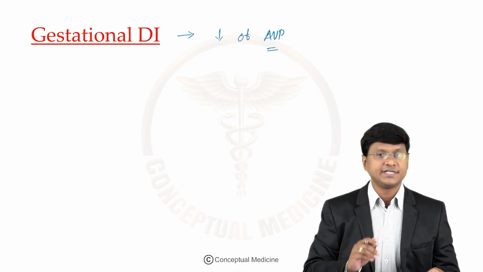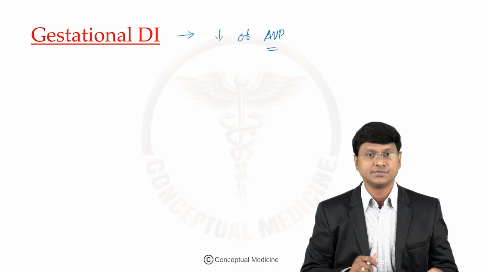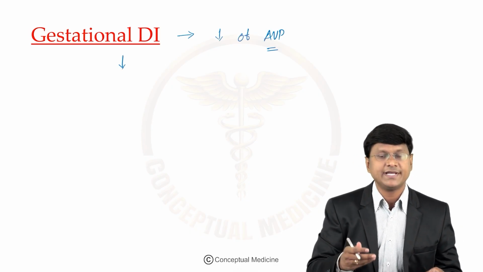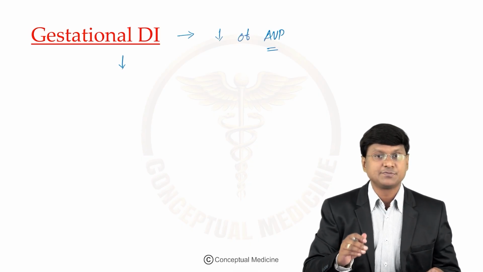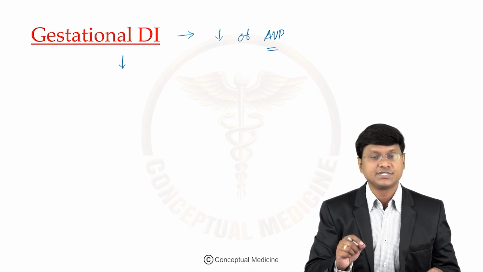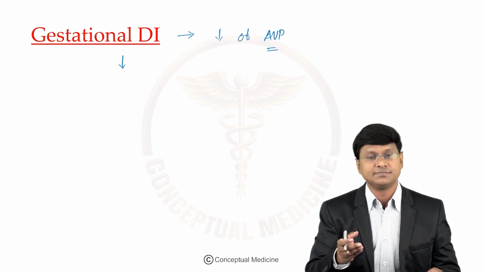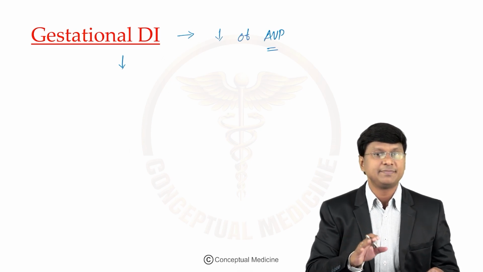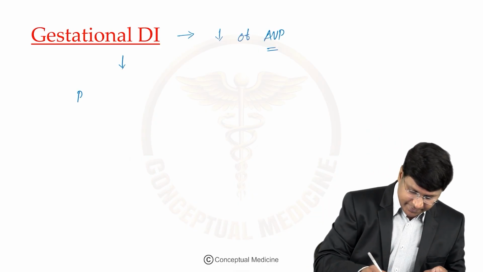Primarily, there is deficiency of arginine vasopressin. Now, why does this gestational diabetes insipidus occur? Why is there deficiency of plasma AVP? This can result from increased metabolism by an N-terminal aminopeptidase produced by the placenta. So the placenta produces an aminopeptidase.